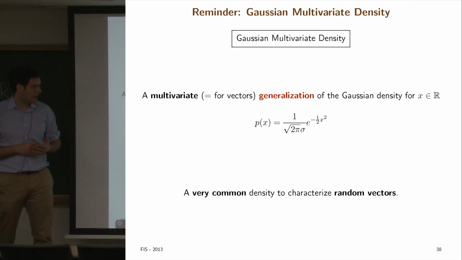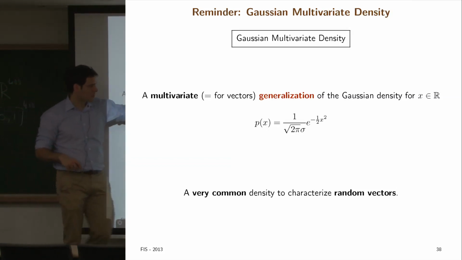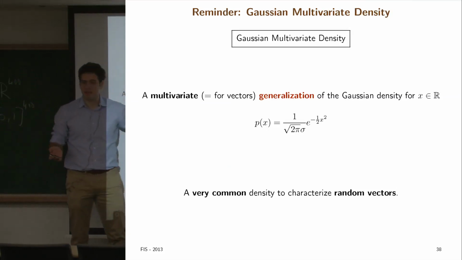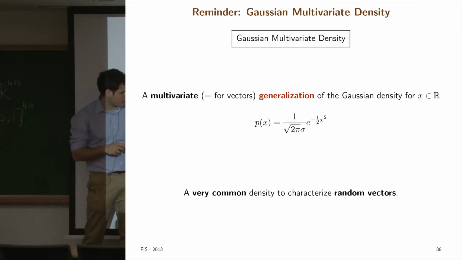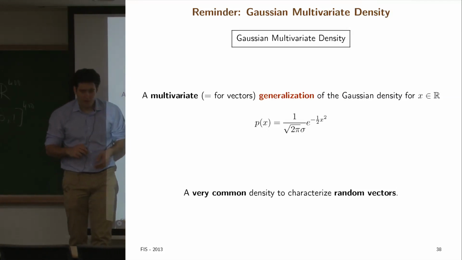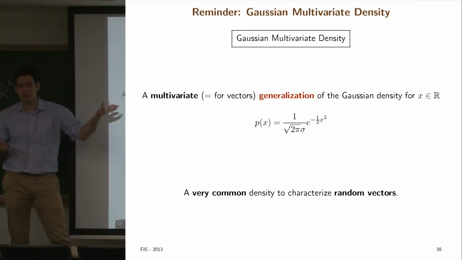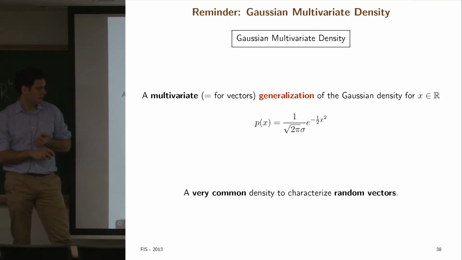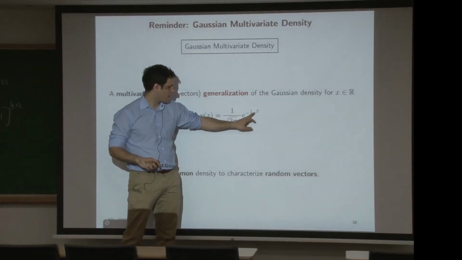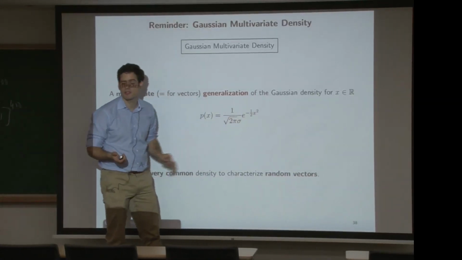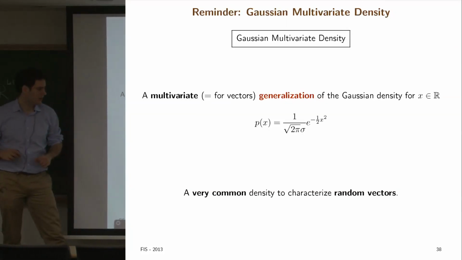I assume you all know what the Gaussian density for real numbers is, right? It's a density probability for real numbers. Here it's centered at 0 with the variance sigma. Basically it says that if a real number appears, its density is proportional to exponential minus 1/2 of x squared. So if x is big, this is very small, and so the probability is very small. That's why you have the bell-shaped curve.